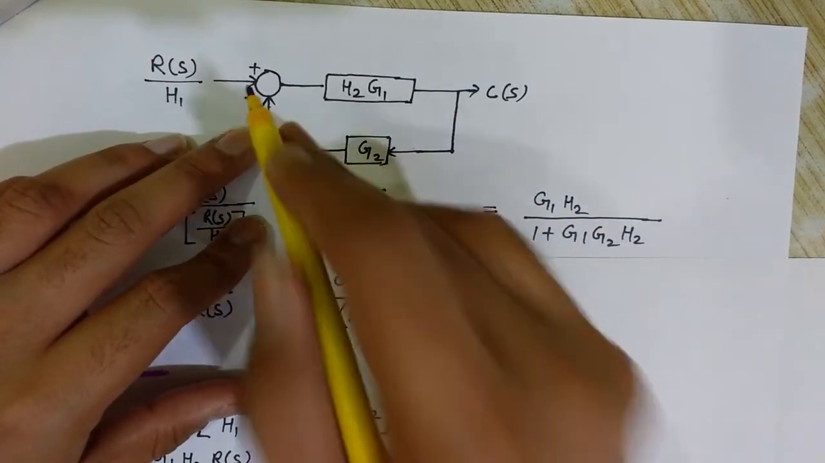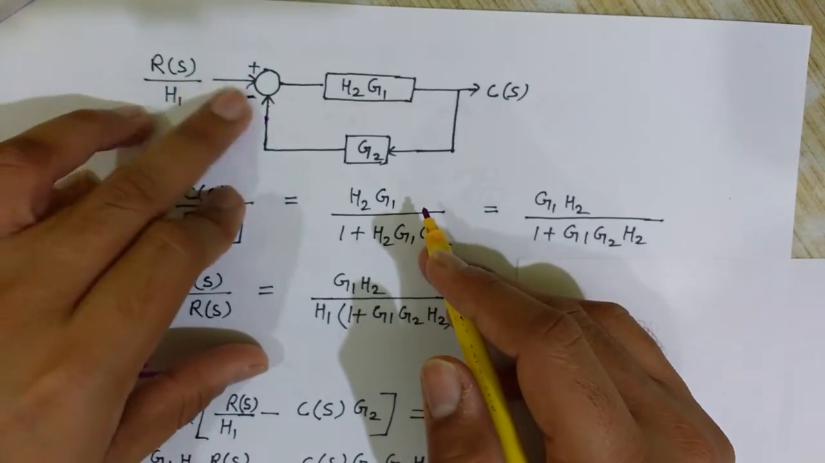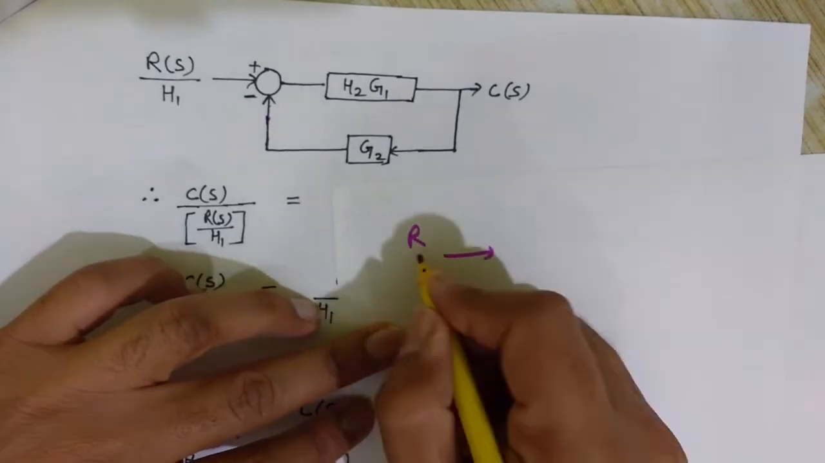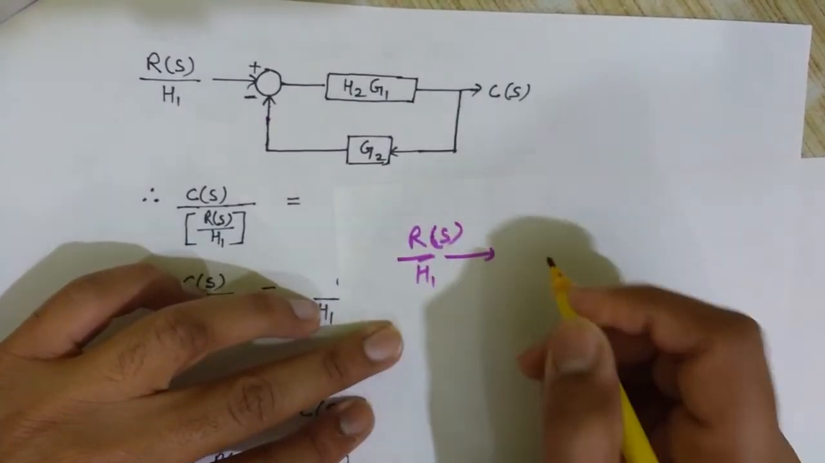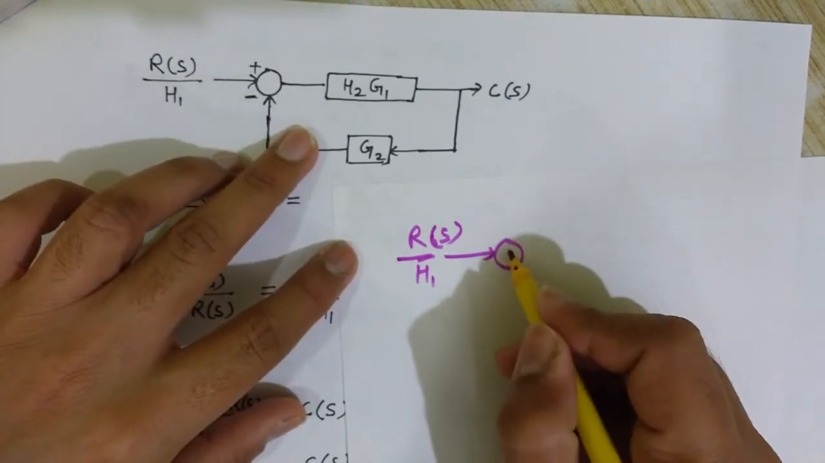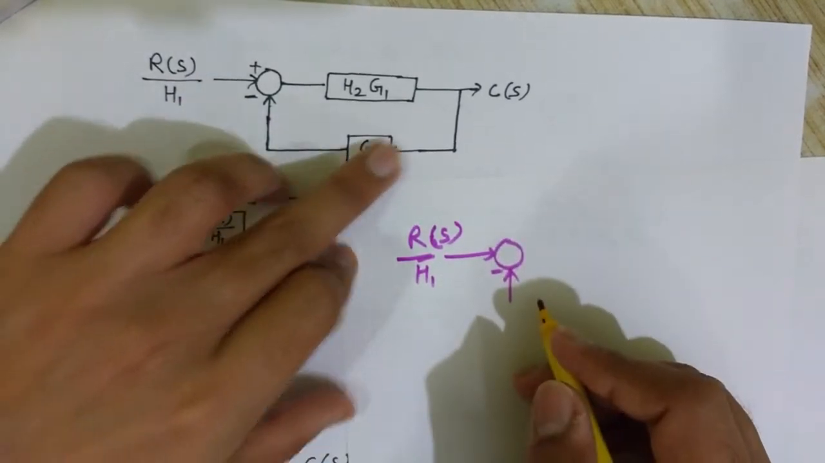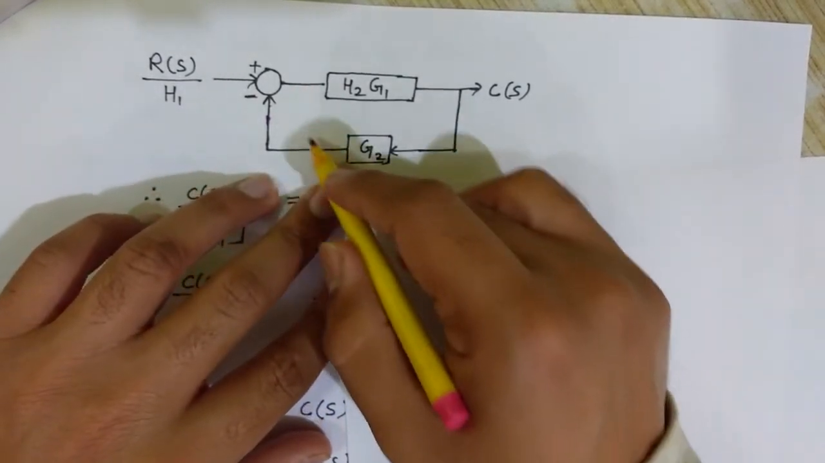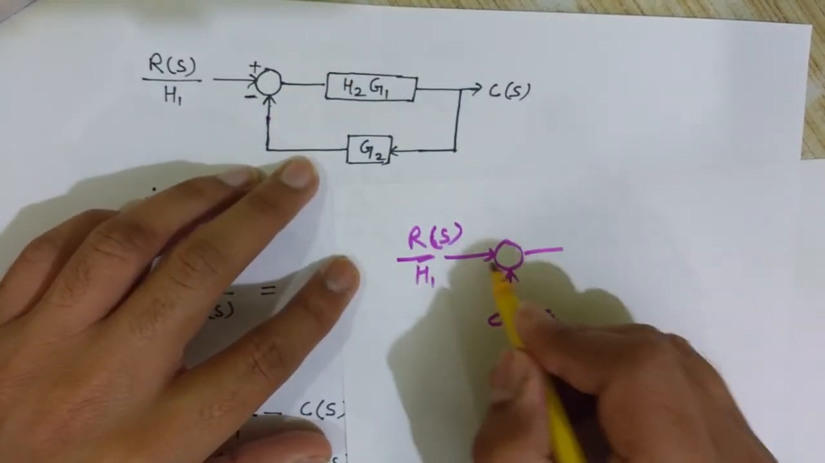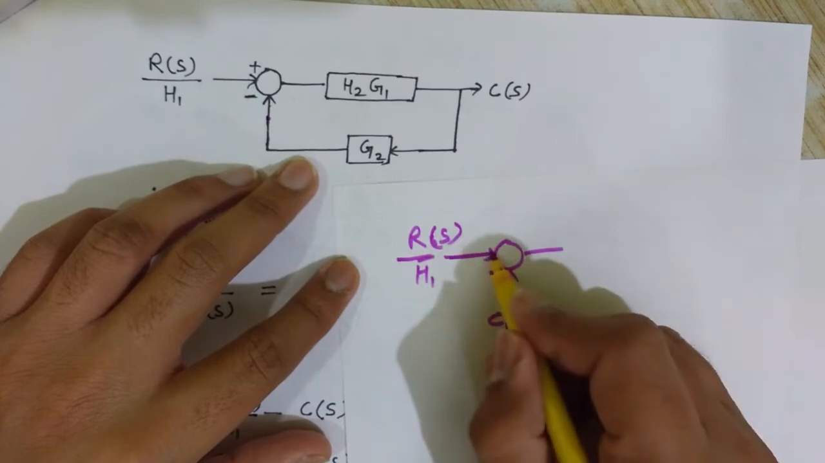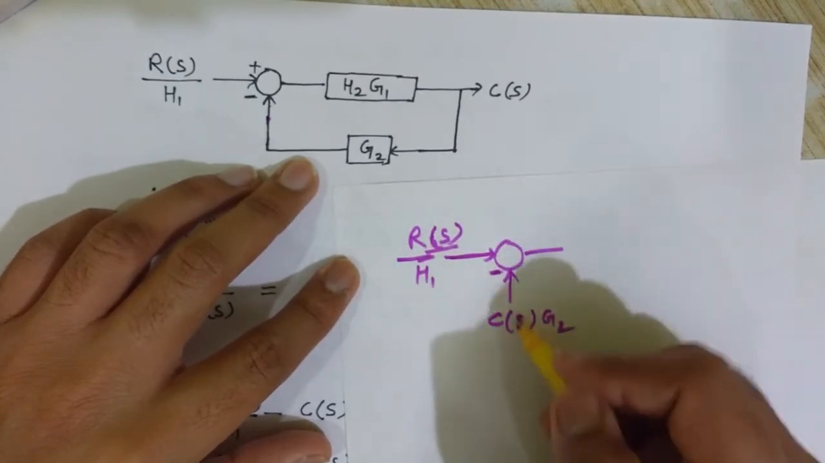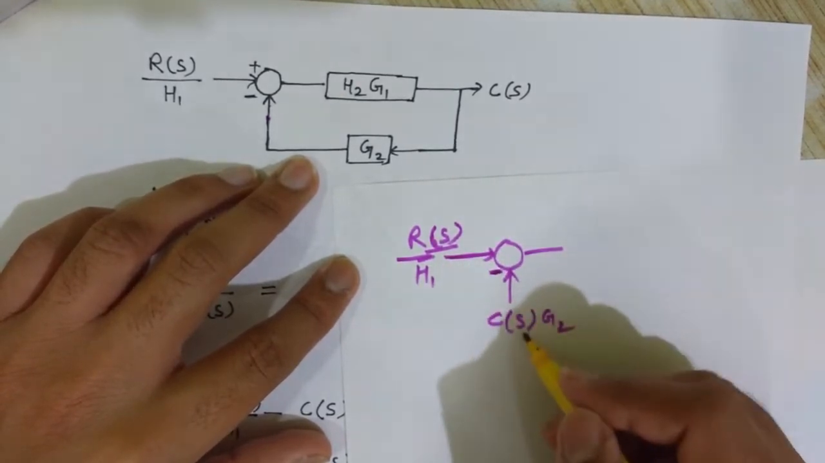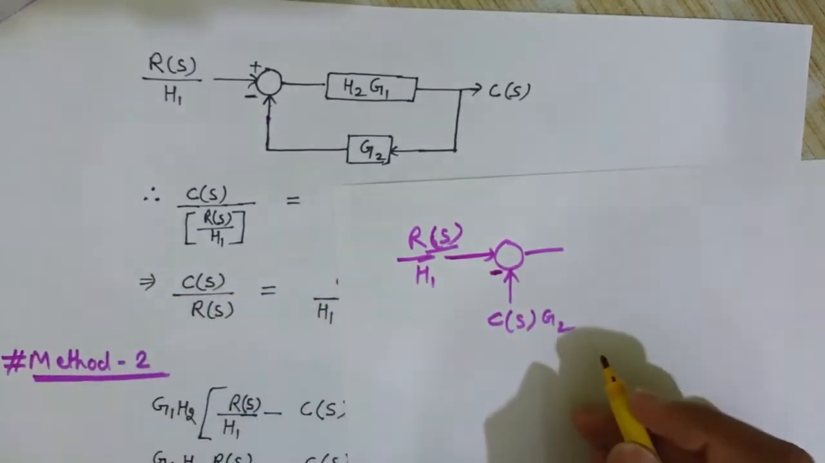Okay, at this place it is G2 into CS, and from this side it is coming RS divided by H1. Okay, and at this place it is negative, and I am getting CS into G2 at this side. And what does this mean? It means that it is RS divided by H1 minus CS into G2. It is a subtraction.